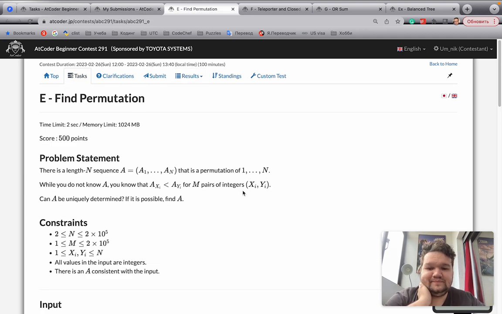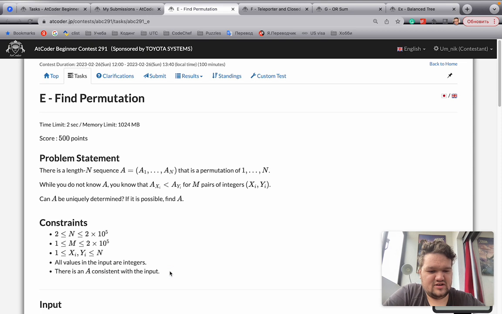Problem E. So there is a permutation, but I guess it is not given because we should find it. You don't know A, but you know some comparisons. Can A be uniquely determined? If it is possible, find A, and it's guaranteed that there is an A consistent with the input.